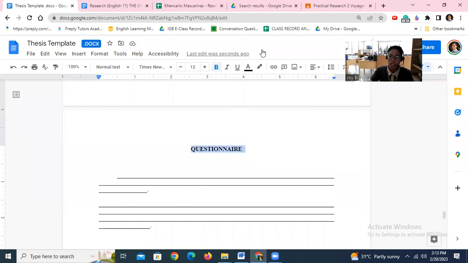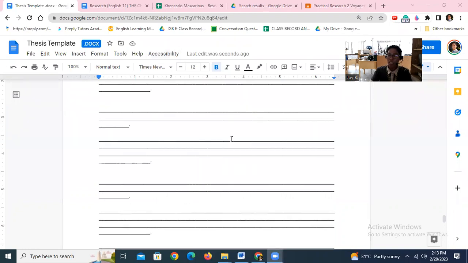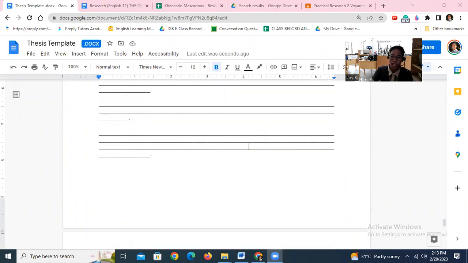Yung questionnaire nyo is, remember, we give you some questionnaire. You just need to put in here the questionnaire. So ilagay lang ang questionnaire, i-copy-paste lang. Okay? And since you already have the printed copy, so just i-attach na lang siya. Kapag tapos na gawin lahat.